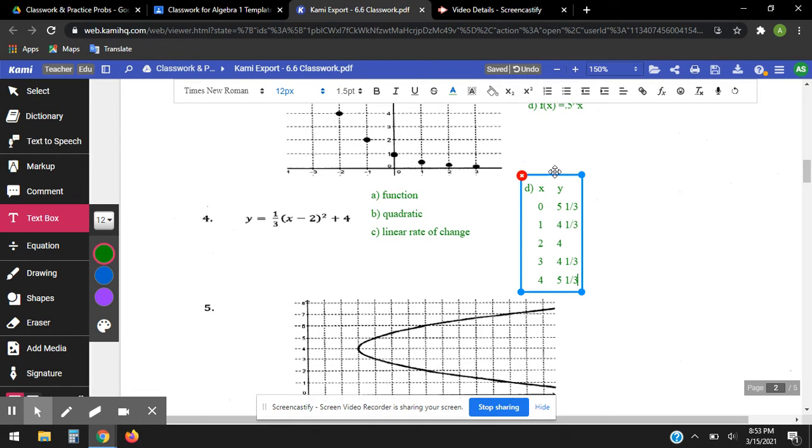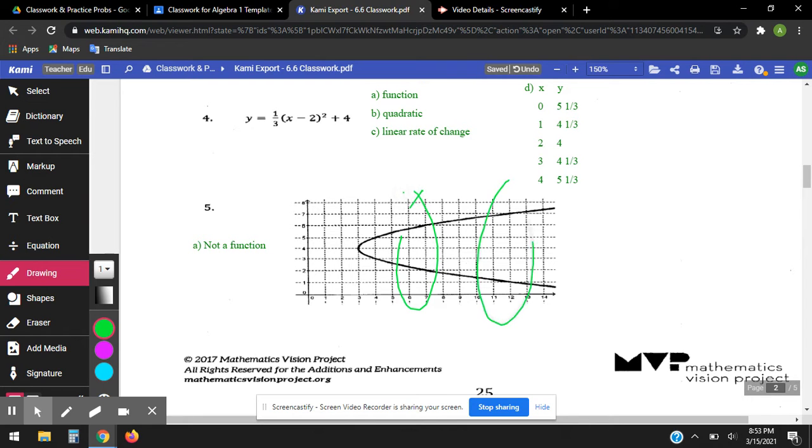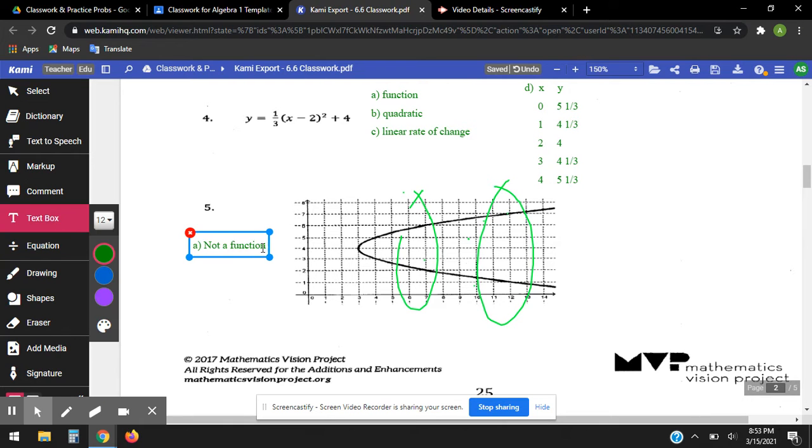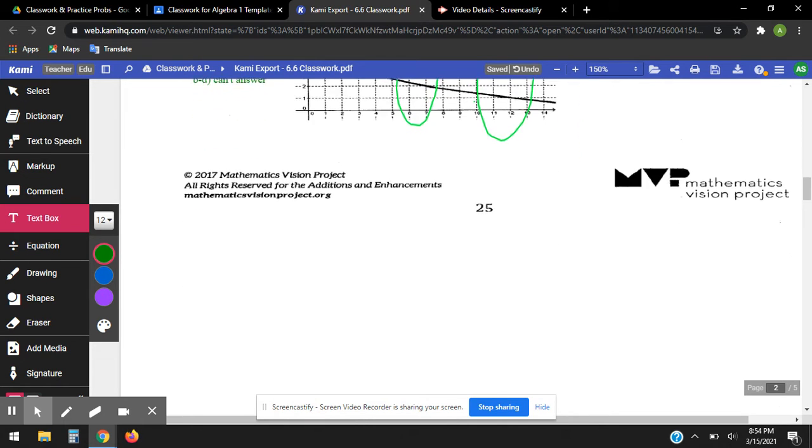All right, there's my number 4. 5, well, A, that is not a function because I've got all sorts of points where 12 has 2 answers, 10 has 2 answers, 7 has 2 answers, all those, which means the rest, B through D, can't be answered. You can't do anything if it's not a function.